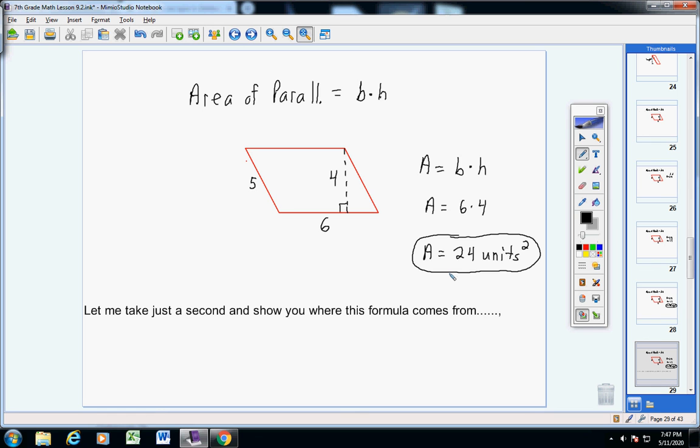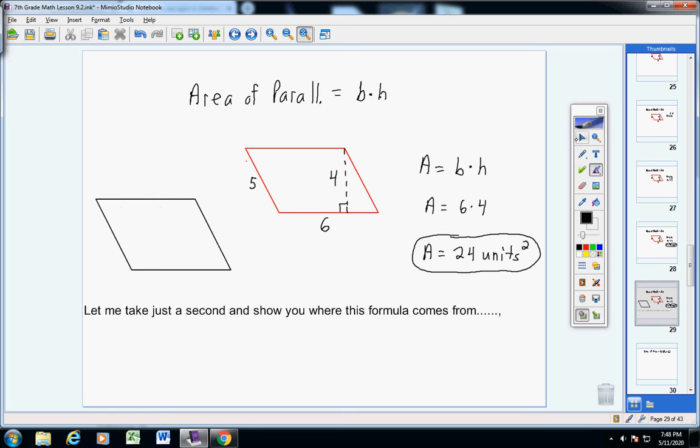Hold on. Let me take a second and show you where this formula comes from. Okay? Just sit back, watch. You're not responsible for this. You do not have to take notes on this, but just watch. I'll be really, really brief. Okay? Watch where this formula comes from. Okay? So, let me draw a parallelogram real quick here.